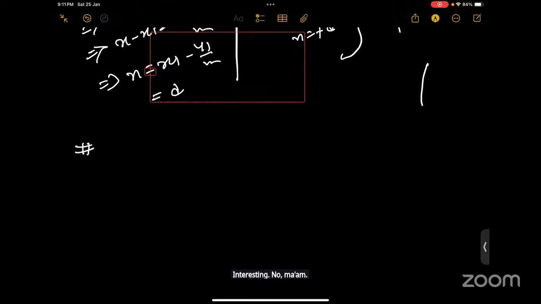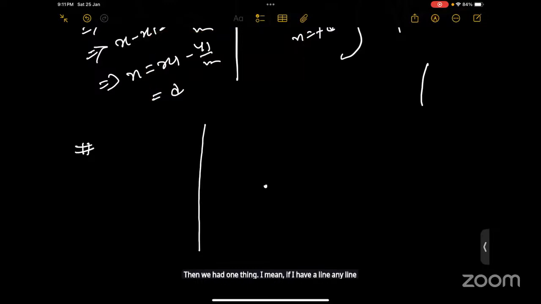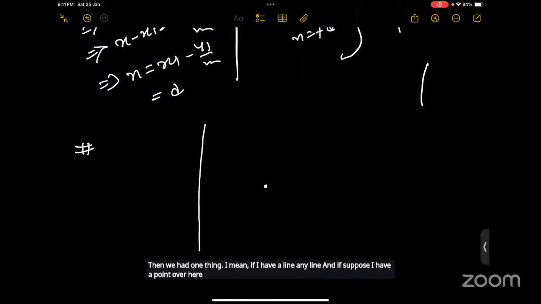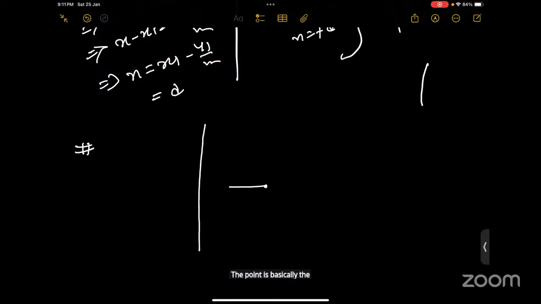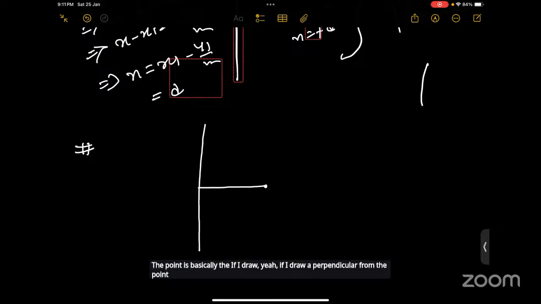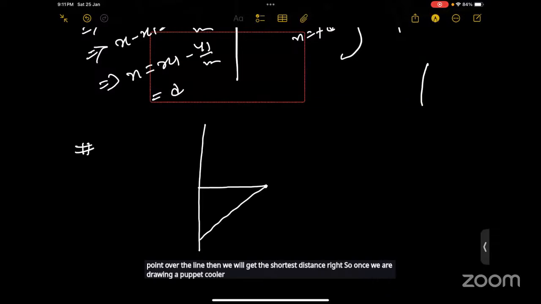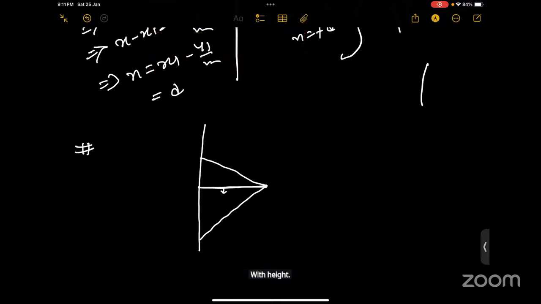Then we have one more thing. If I have a line, any line, and suppose I have a point over here, we can calculate the shortest distance from the point to the line. The shortest distance is obtained if I draw a perpendicular from the point to the line. Once we draw a perpendicular, we can create a triangle, where this length we can consider as the height, and we have the base, right?